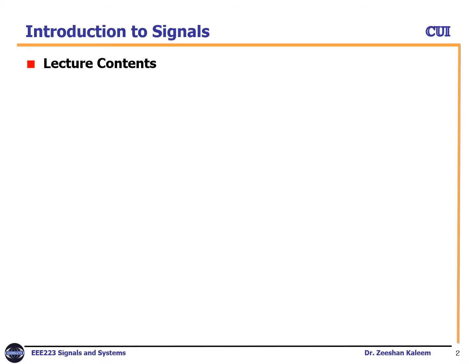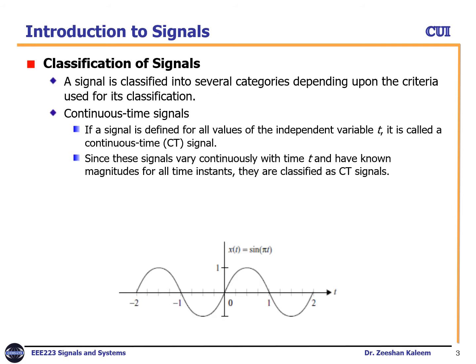Okay, let's discuss the lecture contents. In this video, we will cover signal classifications in detail. So, classifications of signal. Usually signals are classified into several categories depending upon the criteria used for its classification. However, in this we will just look at continuous time signals.